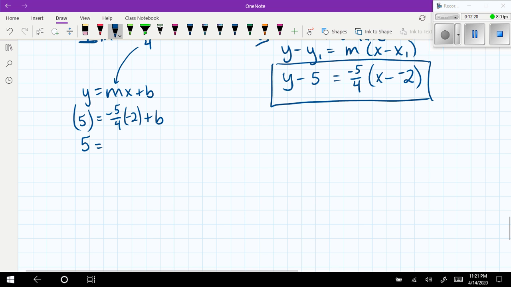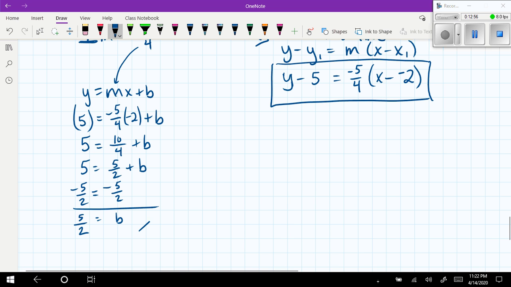And what do we have over here? We have negative 5 fourths times negative 2, which is going to give me what? 10 over 4 plus b. I think I'll clean that up and call that 5 over 2 plus b. And now I need to subtract 5 over 2 from both sides of my equation to solve for b. I end up with b equaling 5 over 2.